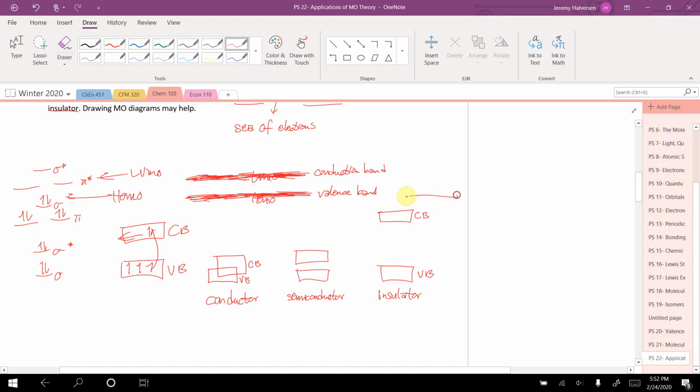So that's the difference. This is really the answer to the question. That's the difference between conductor, semiconductor, and insulator in terms of molecular orbital theory. And instead of calling them HOMO-LUMO, in this context we call them valence band and conduction band, but they mean the exact same thing.